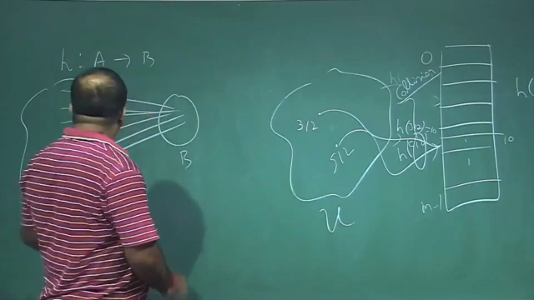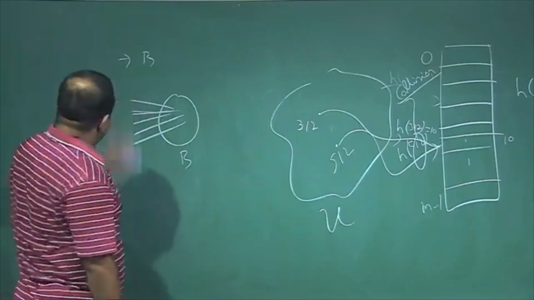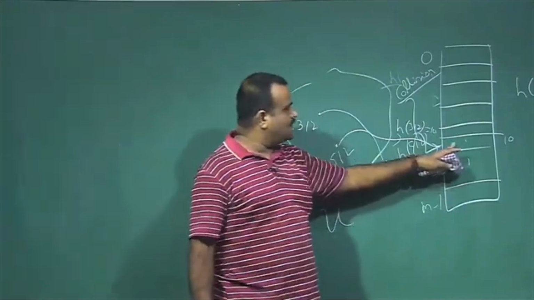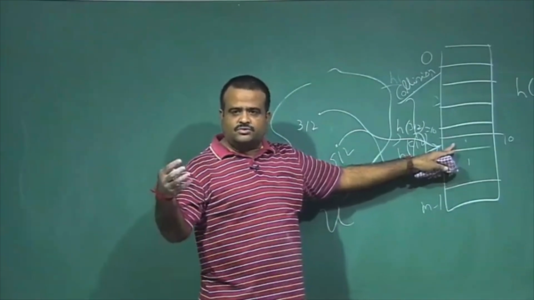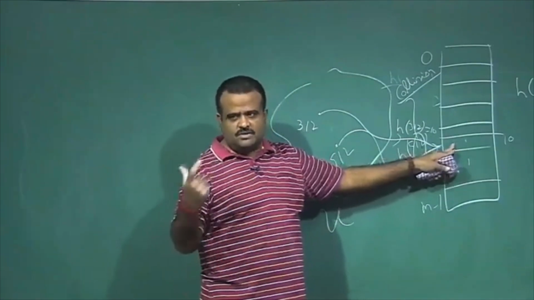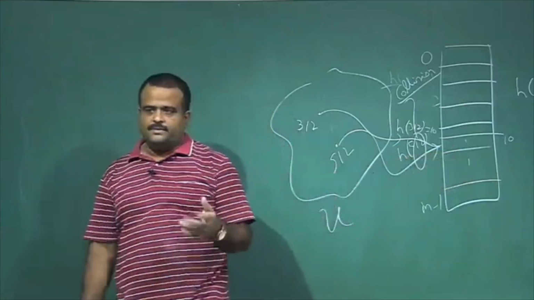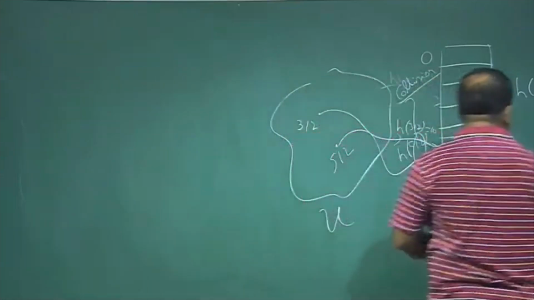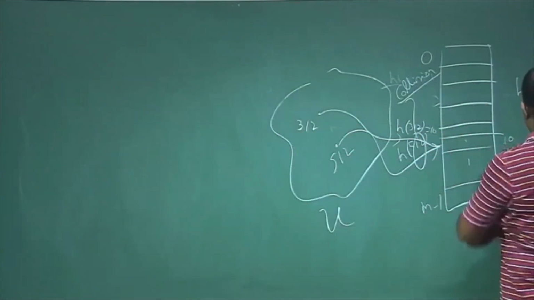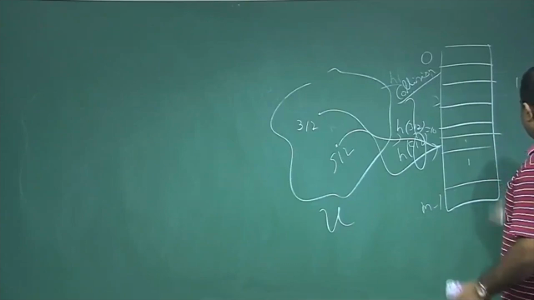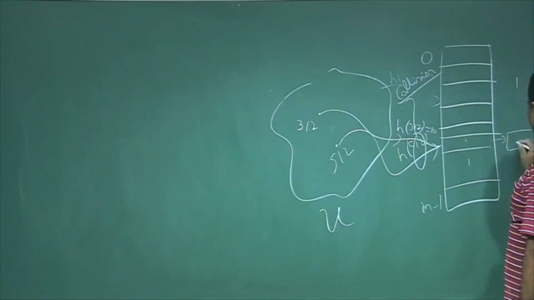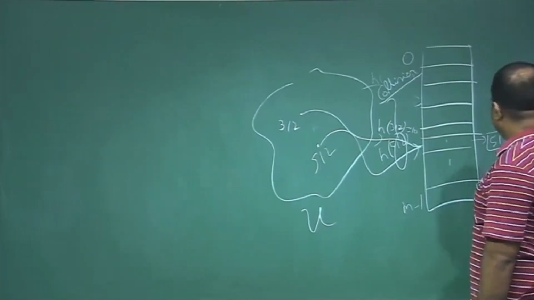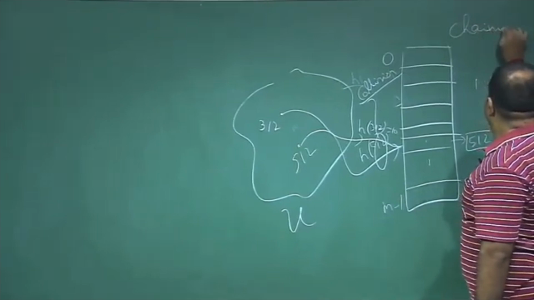Okay. So, now the question is how we can handle this collision, because if two keys are mapping to the same slot, we cannot fit both there, because each slot is capable of storing only one key. So, what do we do? We can have a chain. Here two keys, 512 and 312, are colliding in the 10th slot. So, what we can have is a chain or linked list. This is called the chaining method.